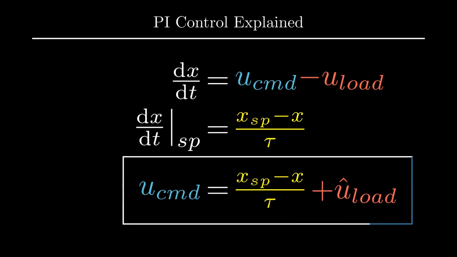Let's have a closer look at the components in the command applied by the controller. The yellow component is proportional to the error between the desired output and the actual output. This is the controller's proportional action, which is designed to get the system on track. The red component compensates for any external load. This component corresponds to the controller's integral action, which is designed to keep the system on track. The hat on top of this variable indicates that it represents a best effort estimate of the load. The details on how this estimate is derived will be explained later.